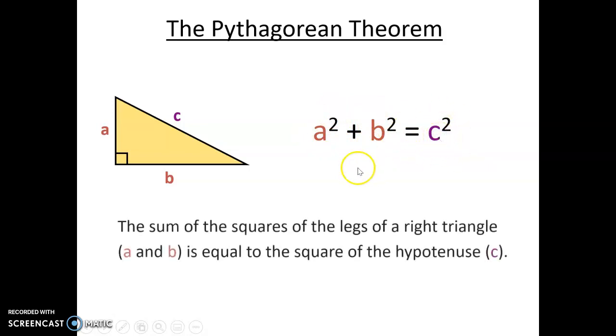Okay, in words, let's break that down. The sum of the squares, the sum means addition, of the squares of the legs of a right triangle is equal to the square of the hypotenuse. Okay, so it's always important to know how words turn into mathematics. If you had these words, could you write that? The sum of the squares of the legs of a right triangle is equal to the square of the hypotenuse.